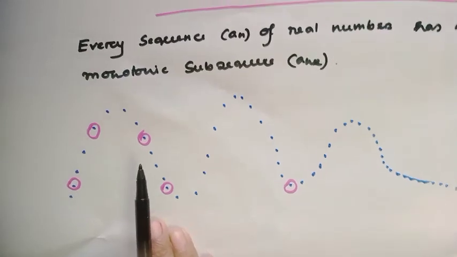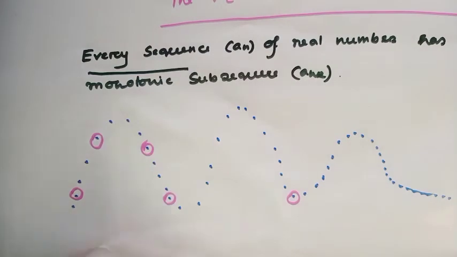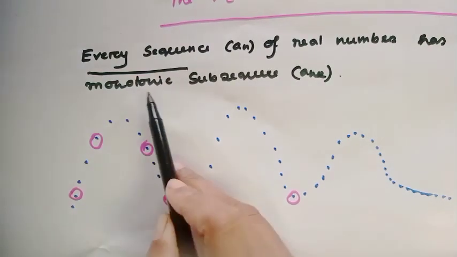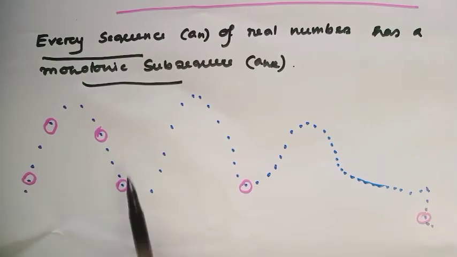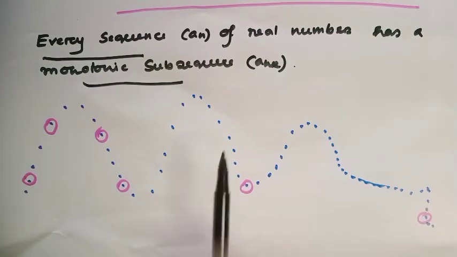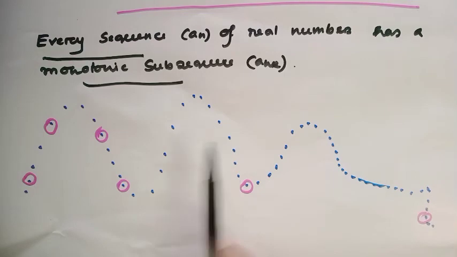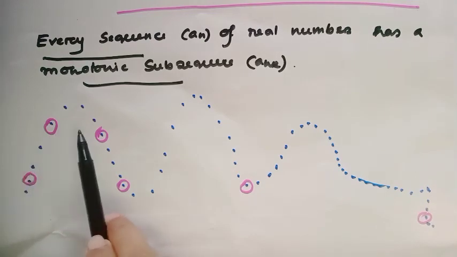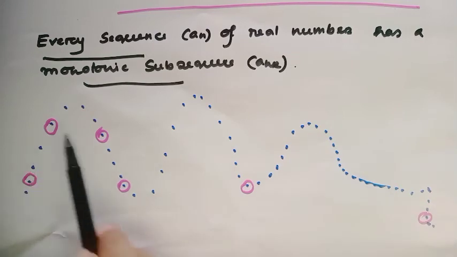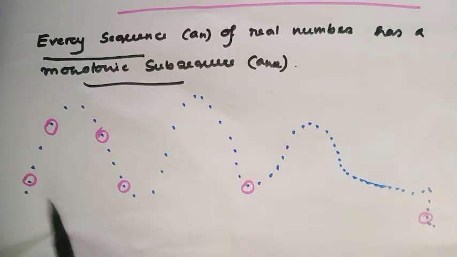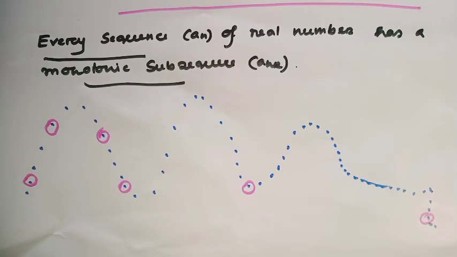Look, here the statement: every sequence always has a monotonic subsequence. Look at this sequence. This sequence is not monotone increasing or decreasing. But if you consider these red points, then this will be a subsequence of this sequence, and this subsequence must be a monotone decreasing subsequence. Are you getting my point? Okay.